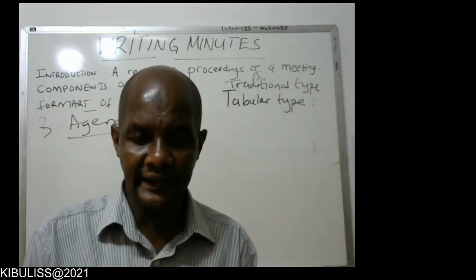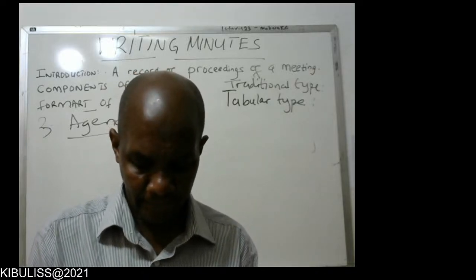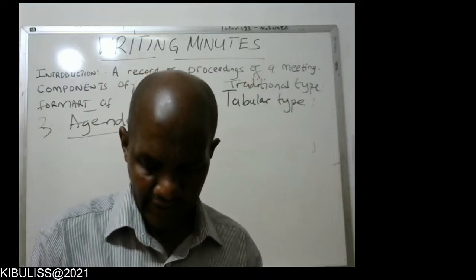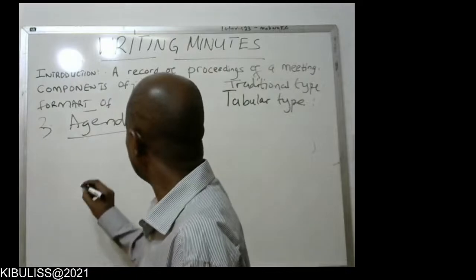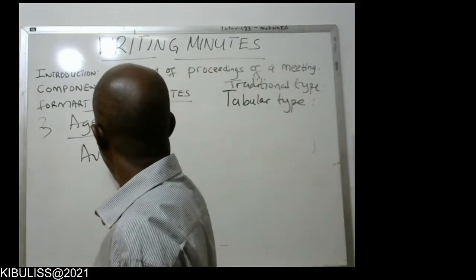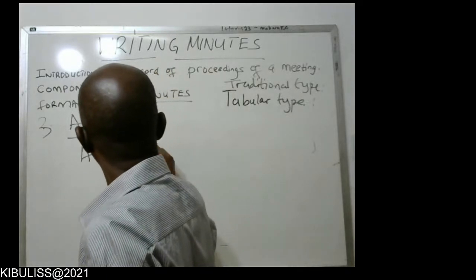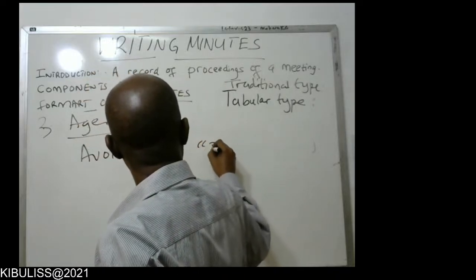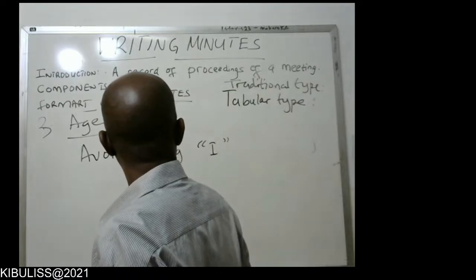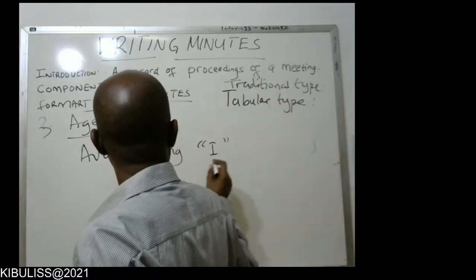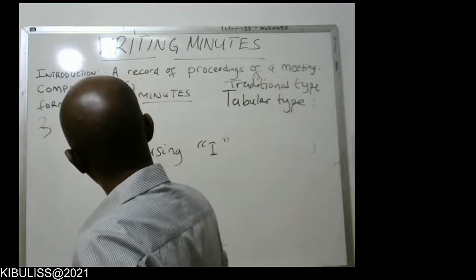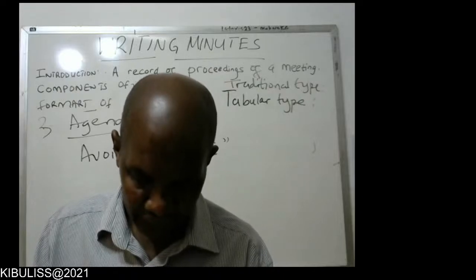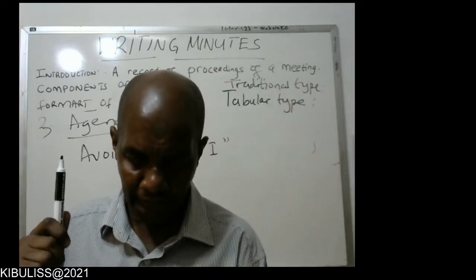And secondly, when you are writing minutes as the secretary, avoid using the pronoun I. Avoid using the pronoun I. Don't say, I recorded that the chairperson said ABC. There is a particular way you are going to do. One, you are going to use the past tense.